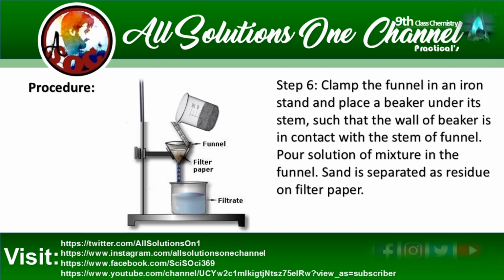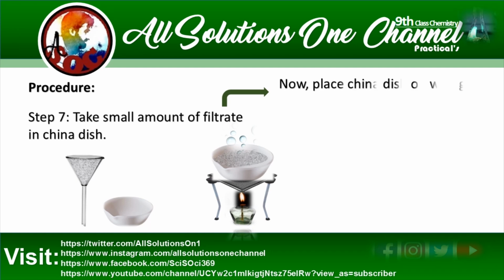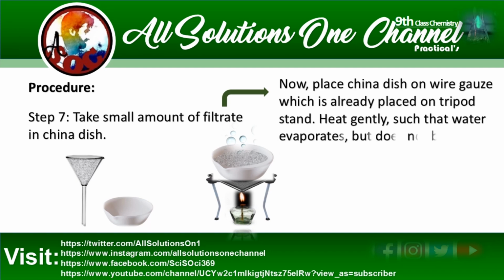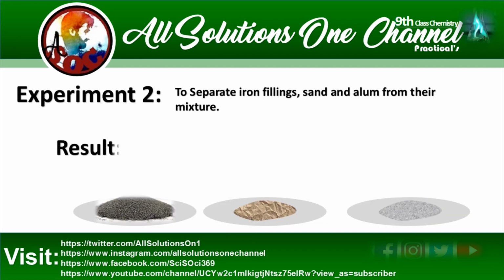This is called the filtrate. Now take a small amount of this filtrate in a china dish. Place the china dish on wire gauze which is already placed on a tripod stand. Heat gently such that water evaporates but does not boil. Continue heating till the liquid completely evaporates and you will get the crystals of potash alum. Now all of your 3 components are separated.